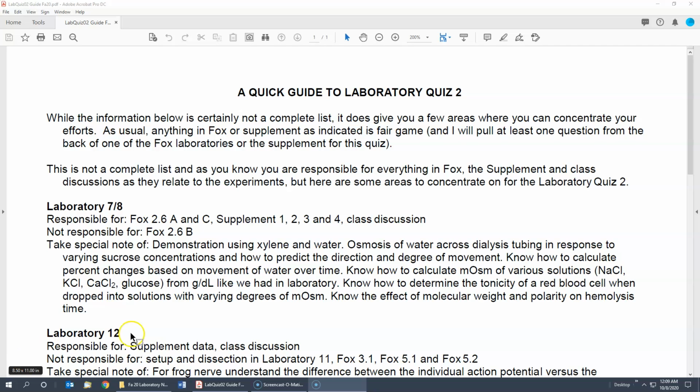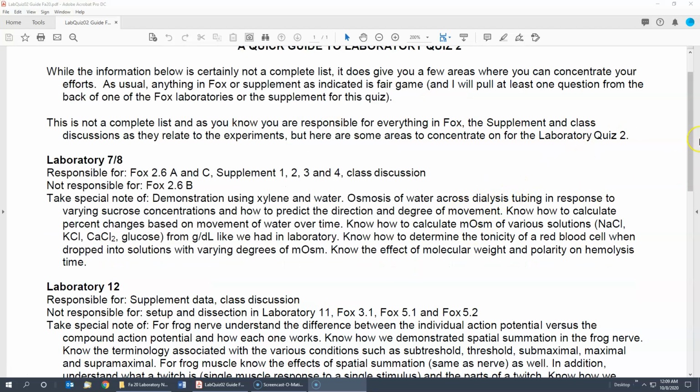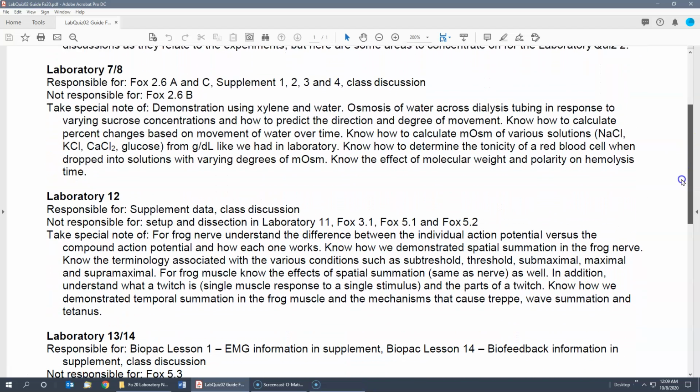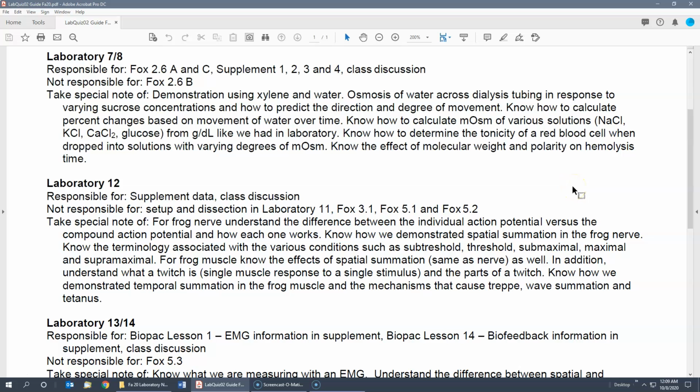So we'll go through this guide. The first lab you're responsible for is Lab 7-8. That is Fox 2.6A and C, and Supplement 1, 2, 3, 4 in class discussion. We actually, for this time around, are only doing supplement numbers 1 and 2. Take special note of a couple things.